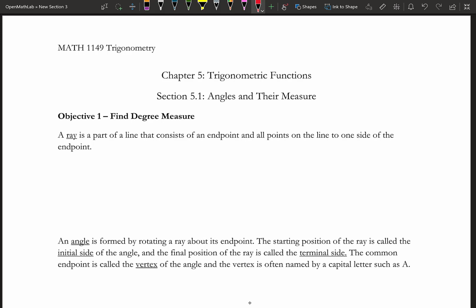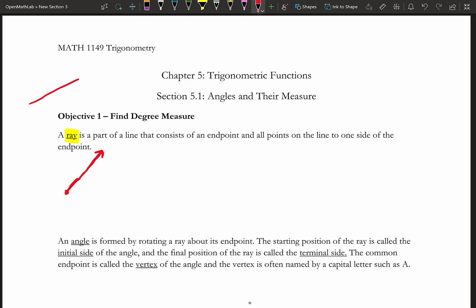So the very first objective is to be able to find degree measure. We start by defining a ray. A ray is a part of a line that consists of an endpoint and all points on the line to one side of the endpoint. So essentially, if I have an endpoint and we take a line, then all the points on this part of the line.